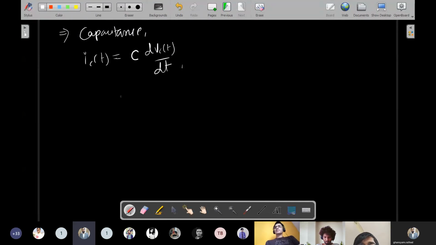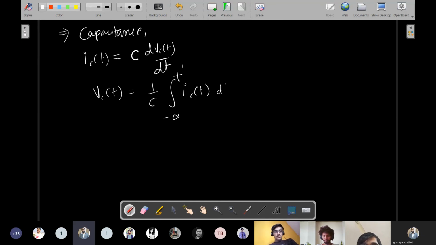And when you do the integration of this one, you are able to find the voltage across the capacitor is equal to 1 upon C, integral from minus infinity to t. We have taken this minus infinity, as you already know, because it might be possible that the capacitor has some charge before the switch is closed or before the source is applied.